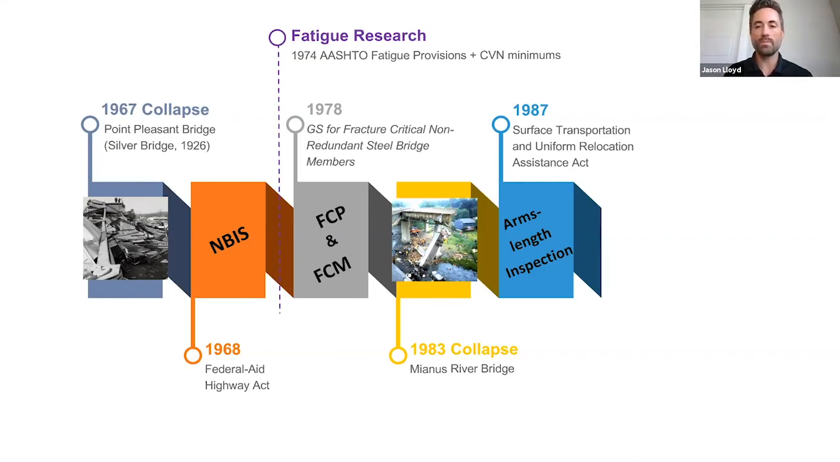So this left a gaping question. How did we know what to inspect at arm's length? Or in other words, what was a fracture critical member?